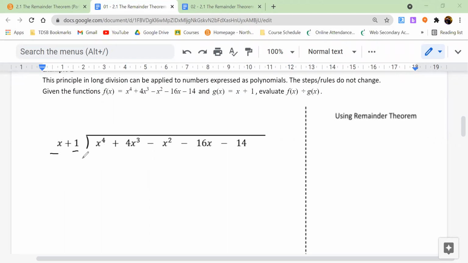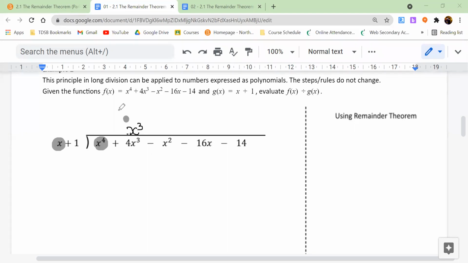I have two terms. So I'm going to look at the first two terms. What do I have to multiply with x plus 1 to get that as close to this as possible? That might seem complicated. So instead, I'm going to ask you to focus on just the first term. What do I have to multiply with x to get x to the power of 4? The answer? x to the power of 3.